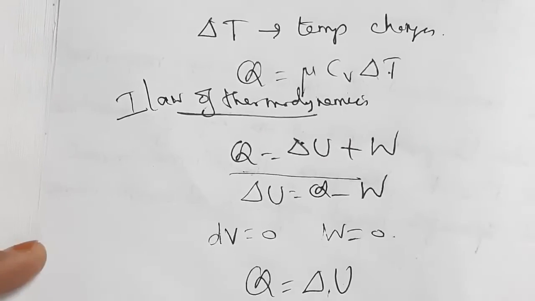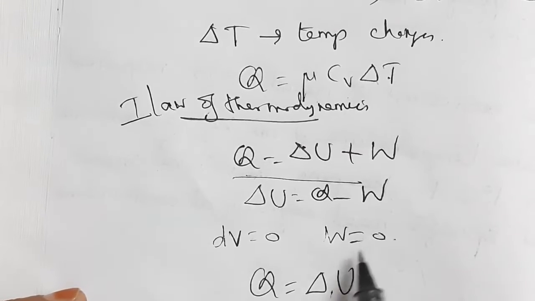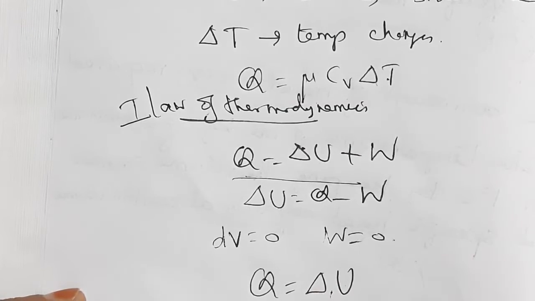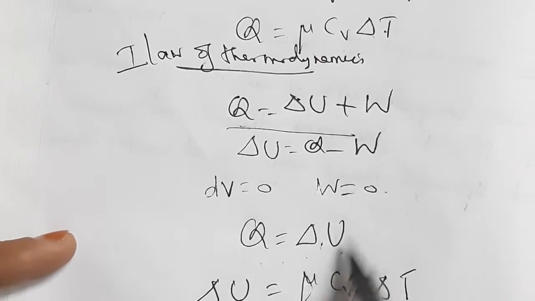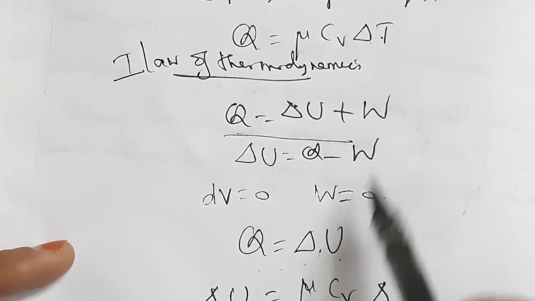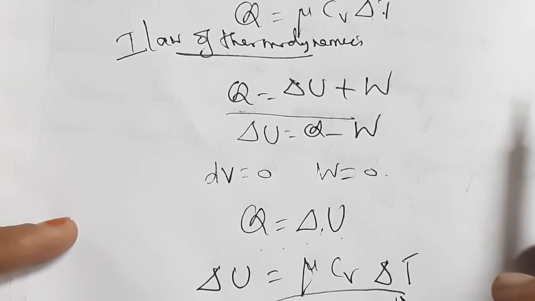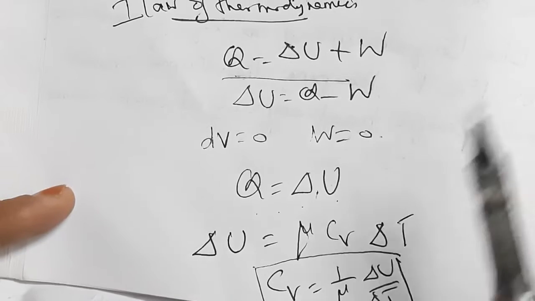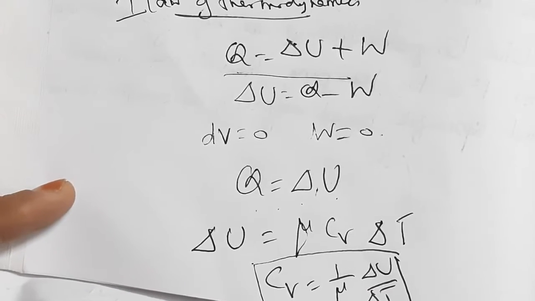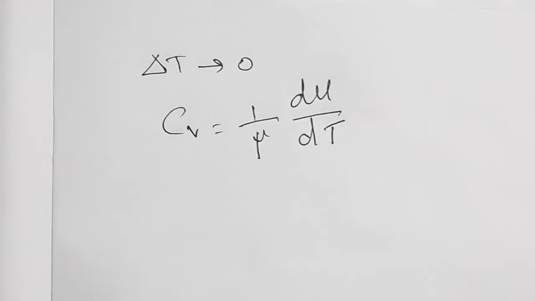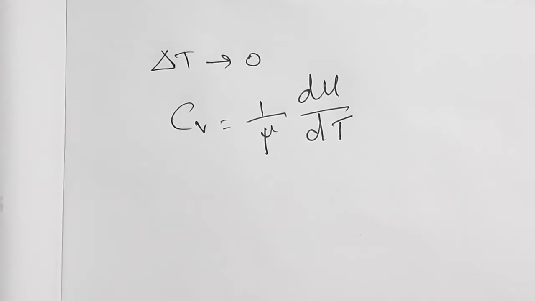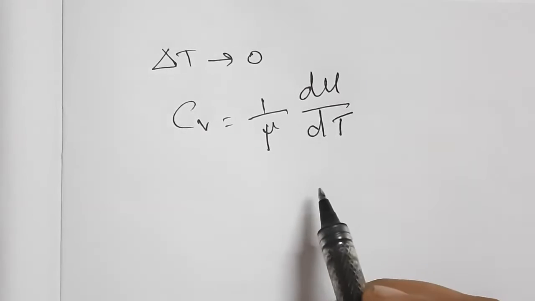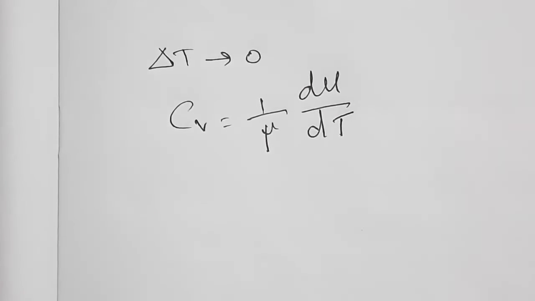So since there is a constant volume process, dV is equal to 0, so work done will be equal to 0. So we can write Q is equal to delta U. If we substitute this Q in this equation, or compare these two equations, we can write delta U is equal to mu CV delta T, or else CV is equal to 1 by mu into delta U by delta T. And if the limit delta T tends to 0, we can write CV is equal to 1 by mu into dU by dT.